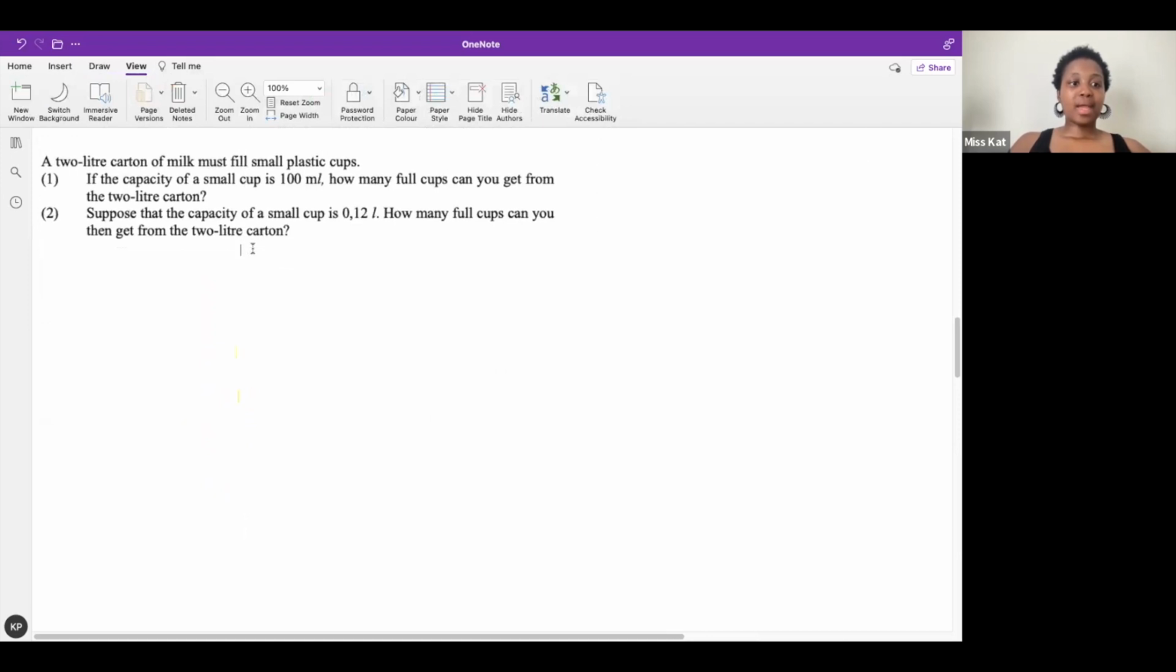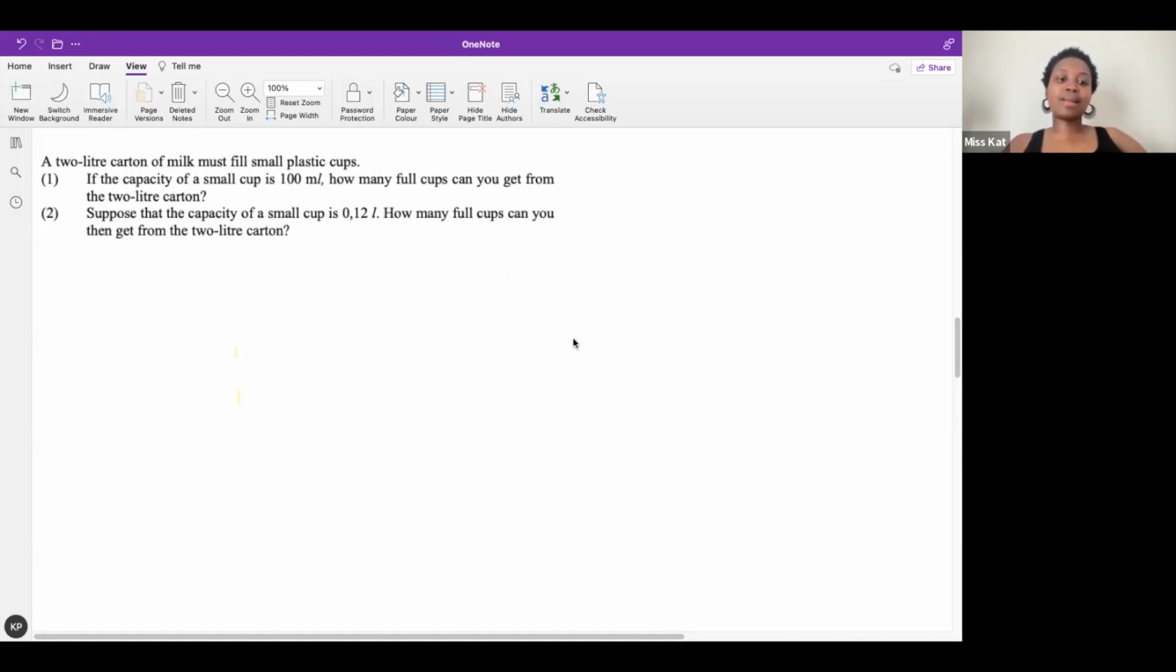Okay, a 2-liter milk carton of milk. Really? I was about to say, why would they say milk carton of milk? But I'm the one who said milk carton, sorry. A 2-liter carton of milk must fill small plastic cups. If the capacity of one cup is 100 milliliters, it's a really small baby cup. It probably looks like this one. It's a baby cup.